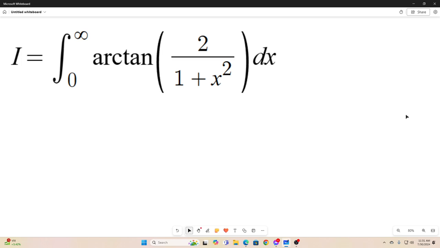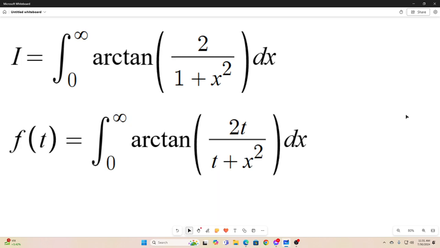Okay, so this is our integral: the integral from 0 to infinity of the inverse tangent, or arctangent, of 2 over 1 plus x squared dx. So our first step, like usual, is to create a function of t that closely resembles our original integral. In this case, I am going to put a t right after the 2.